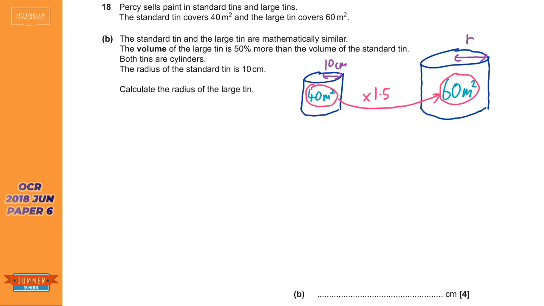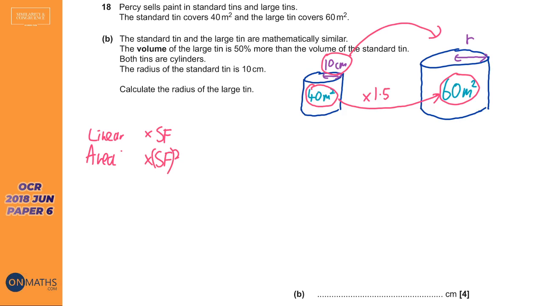Okay, so now we think that we can just get that 1.5 and times it by 10 to get to the new radius, but no. And this is where the different things come in. So if you have linear scale factors, and we'll just call it SF, okay, then you times by just the linear scale factor. For areas, if you're going from the small to the big, and the linear scale factor is SF, then you'll times it by SF squared. And for volume, no surprises here, you times by the scale factor cubed.